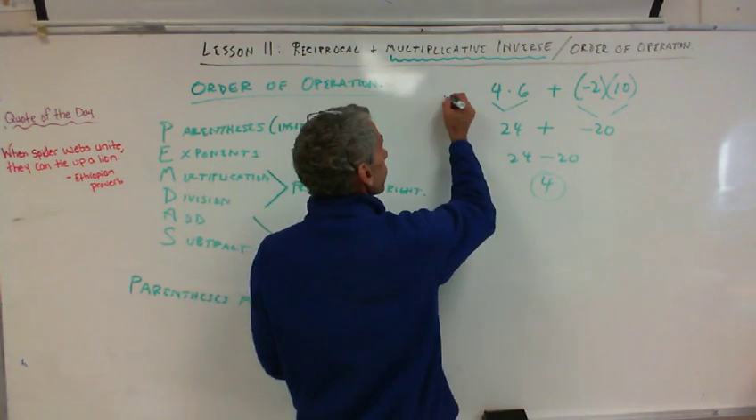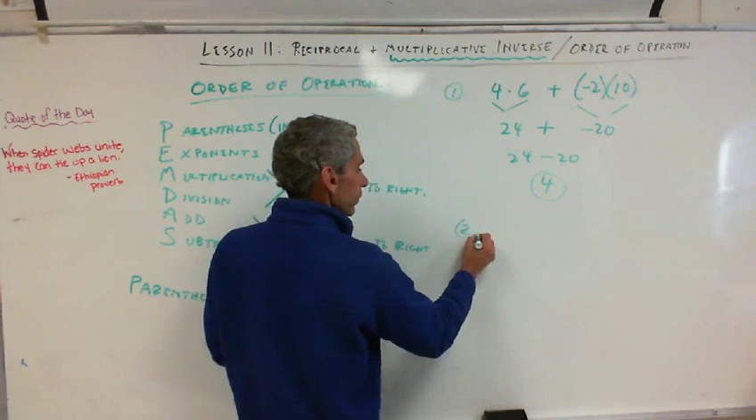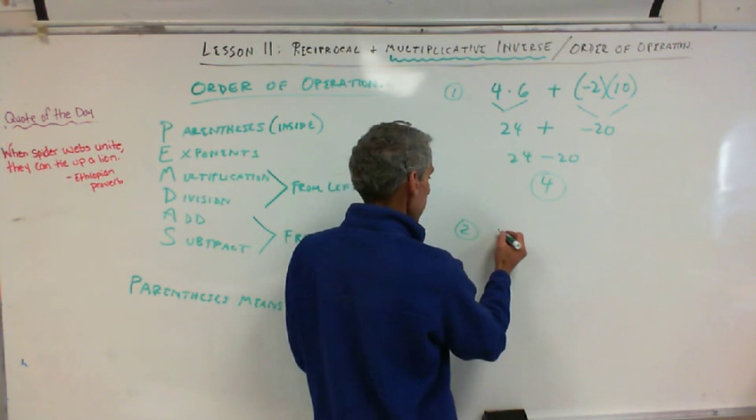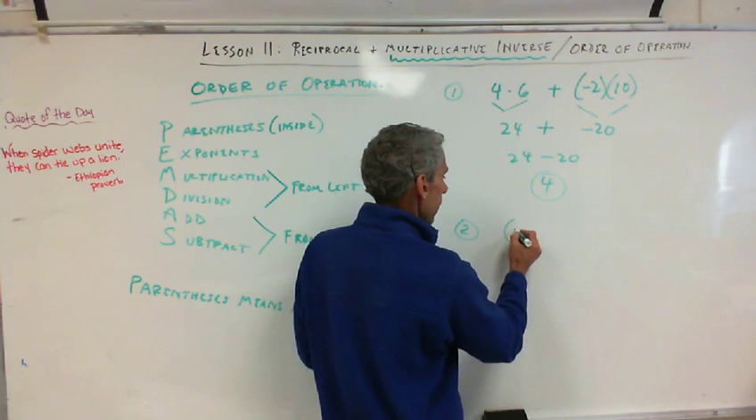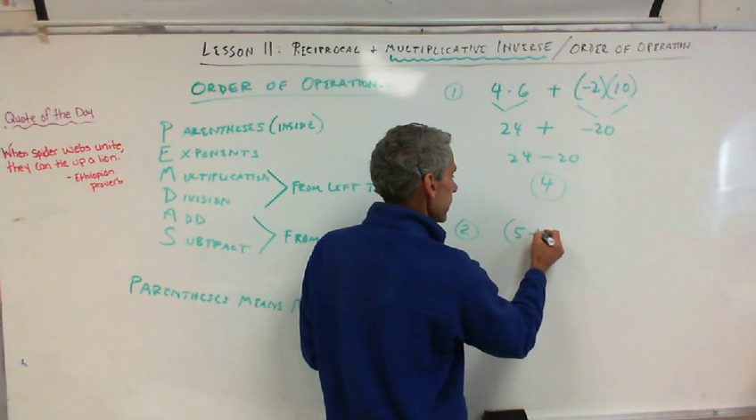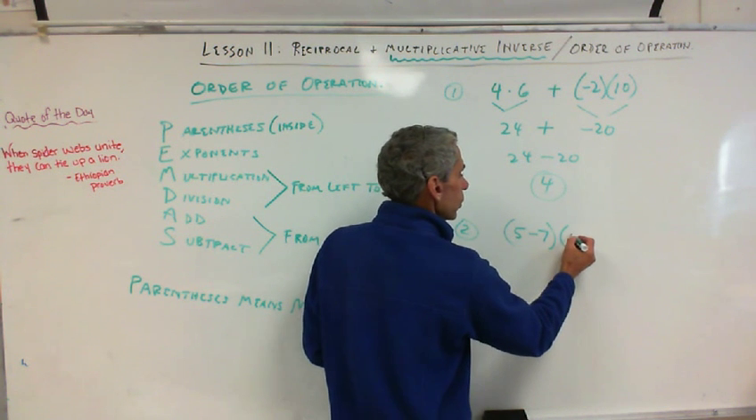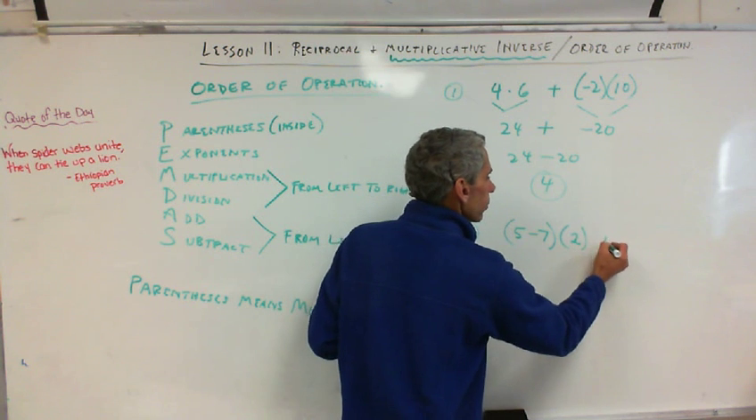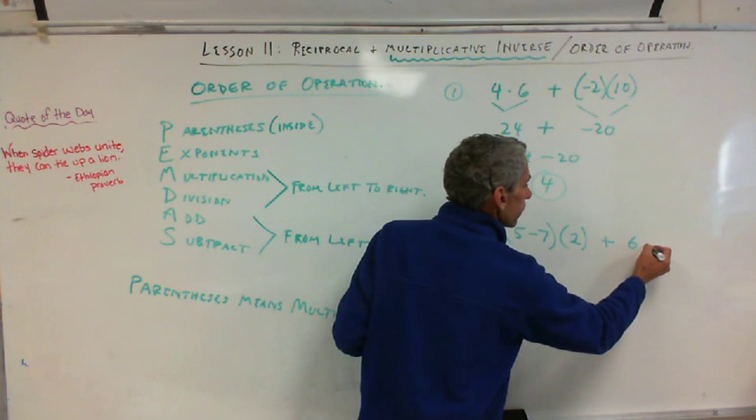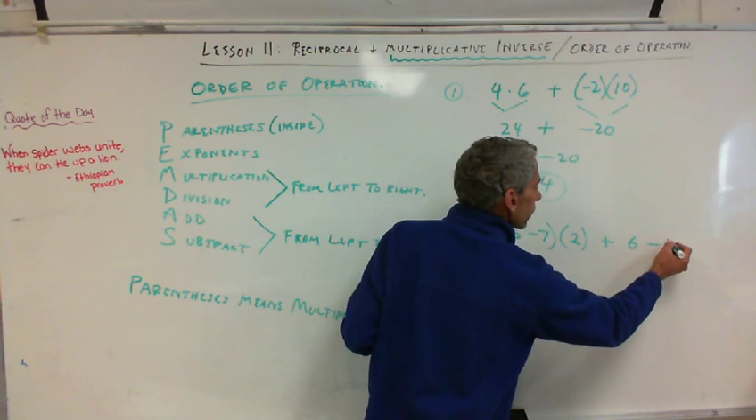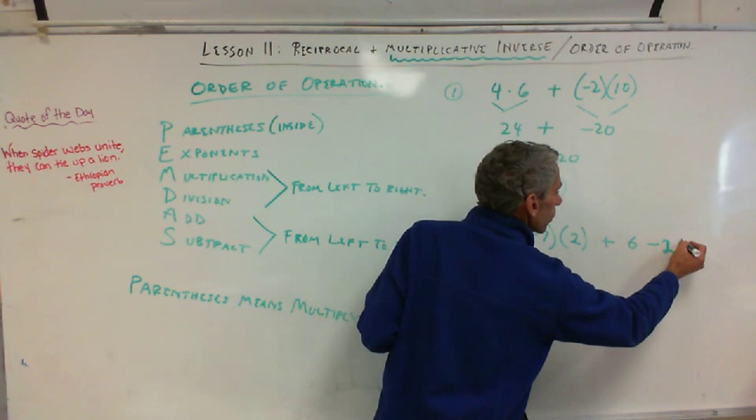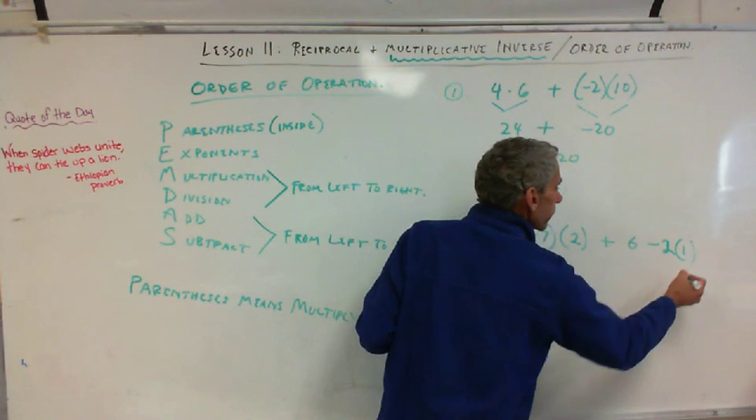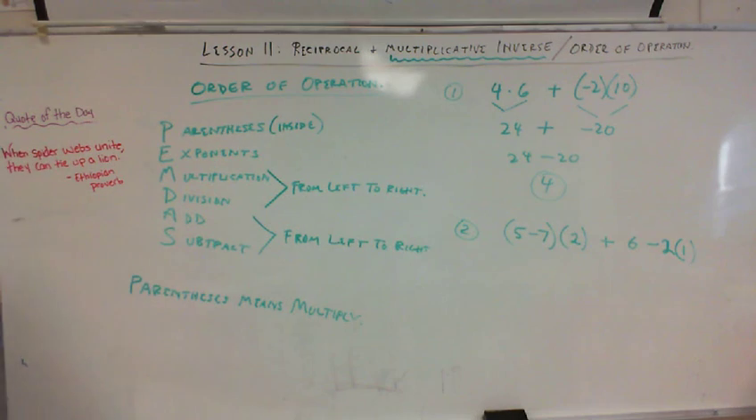Okay, let's try another one. So that was number 1. Let's try number 2. Okay, 5 minus 7 times 2 plus 6 minus 2 times 1. All right, so do it. You got this.